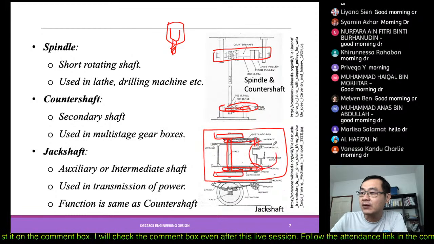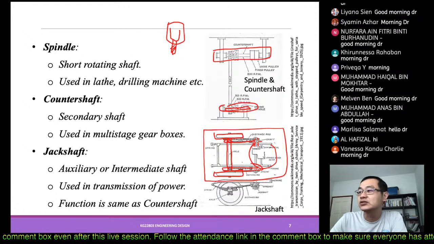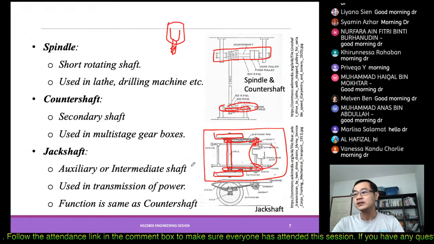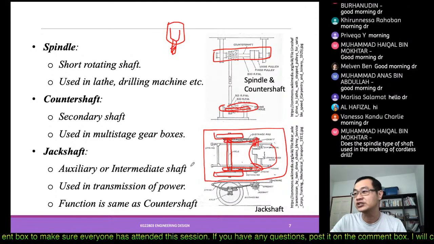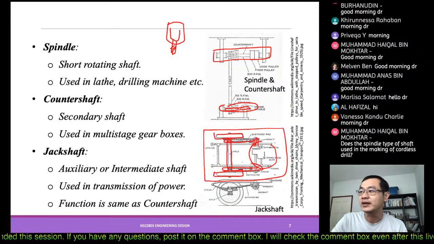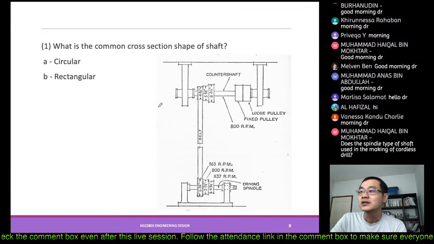So you have the power source, the engine or whatever, connected to the jack shaft. The function may be similar to the counter shaft as well. As a counterpart, you may transmit from one power source to the counter shaft and distribute to the others, right?